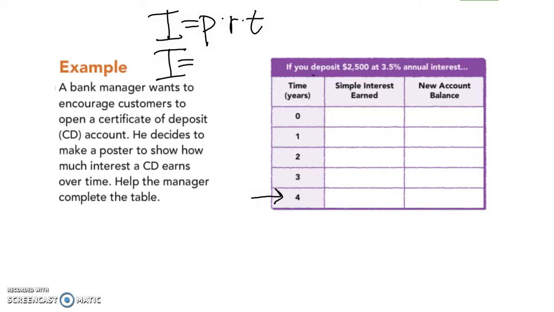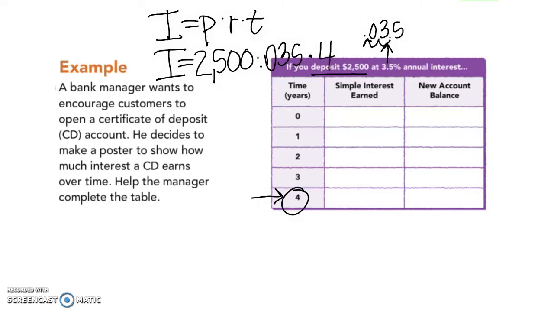P, the principal, is the amount of money I deposited, $2,500. The interest rate they told me is 3.5%, but remember I have to convert that from a percent to a decimal. It already has a decimal point in it, but it's still a percent, so to convert it to a decimal, I move the decimal over 2 times. I fill in that open little loop with a 0, so 0.035, and then for this problem we're doing 4 years. You want to know how much after 4 years.